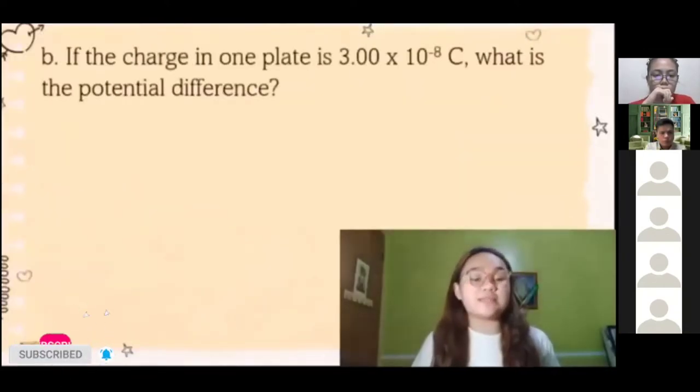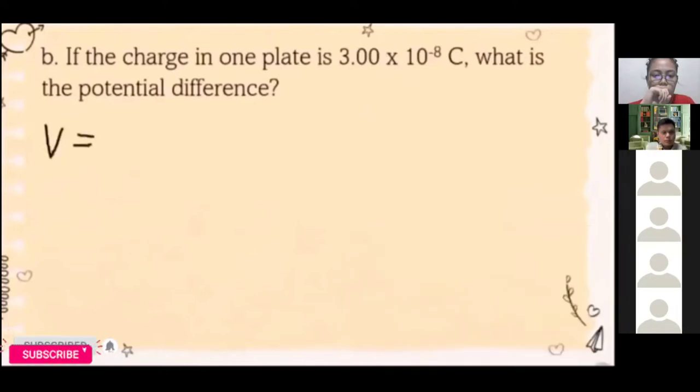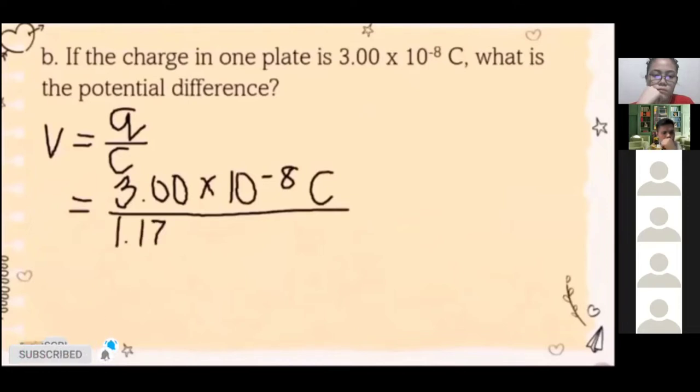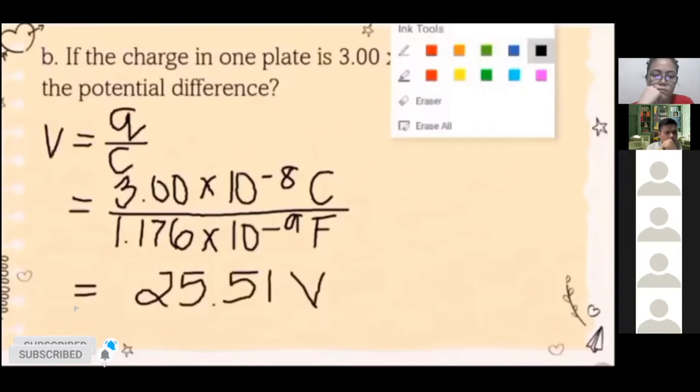If the charge in one plate is 3 times 10 to the power of negative 8 coulomb, what is the potential difference? The formula that we are going to use is V, or potential difference, equals charge over capacitance. So we have to substitute the given values in the formula. 3 times 10 to the power of negative 8 coulomb over 1.176 times 10 to the power of negative 9 farad, which is the answer we got earlier. Then the final answer is going to be 25.51 volts.